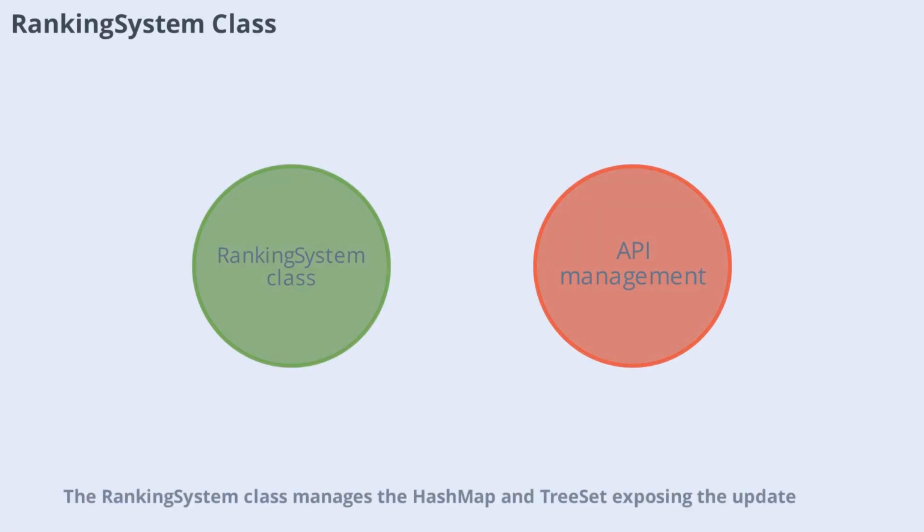The ranking system class manages the HashMap and TreeSet, exposing the update, remove, and top K APIs. It also handles concurrency control and batch processing. By centralizing these responsibilities, the ranking system class keeps the implementation clean and focused.